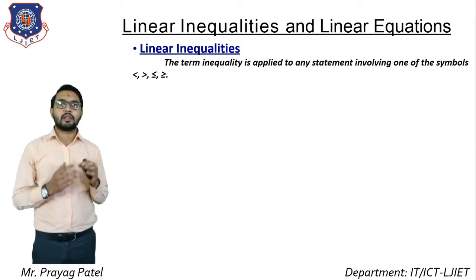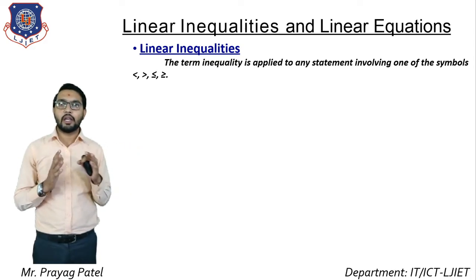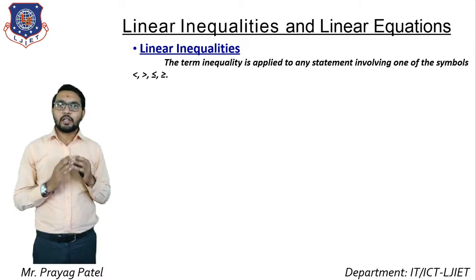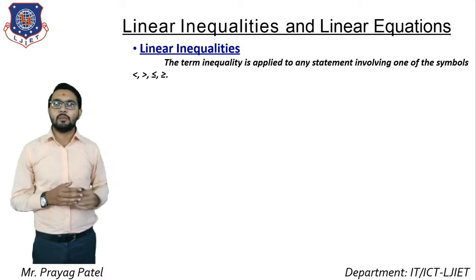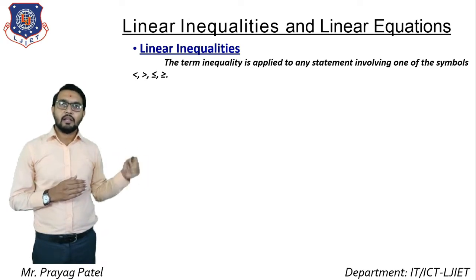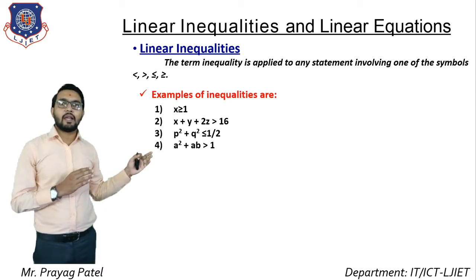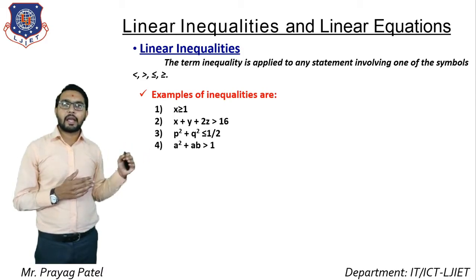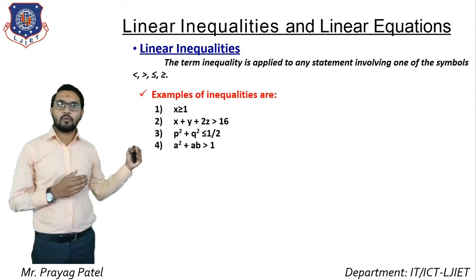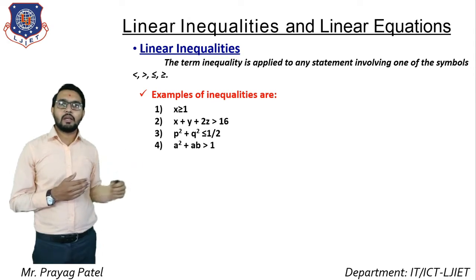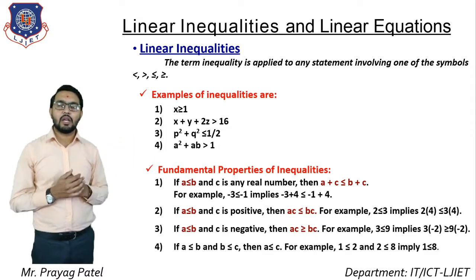Linear inequality means containing the symbol less than, greater than, less than or equal to, greater than or equal to, not equal to. The term inequality is applied to any statement involving one of the symbols less than, greater than, less than or equal to, or greater than or equal to. Examples of linear inequality are x greater than or equal to 1, x plus y plus 2z greater than 16, p square plus q square less than or equal to 1 by 2, a square plus ab greater than 1. These are considered linear inequalities.